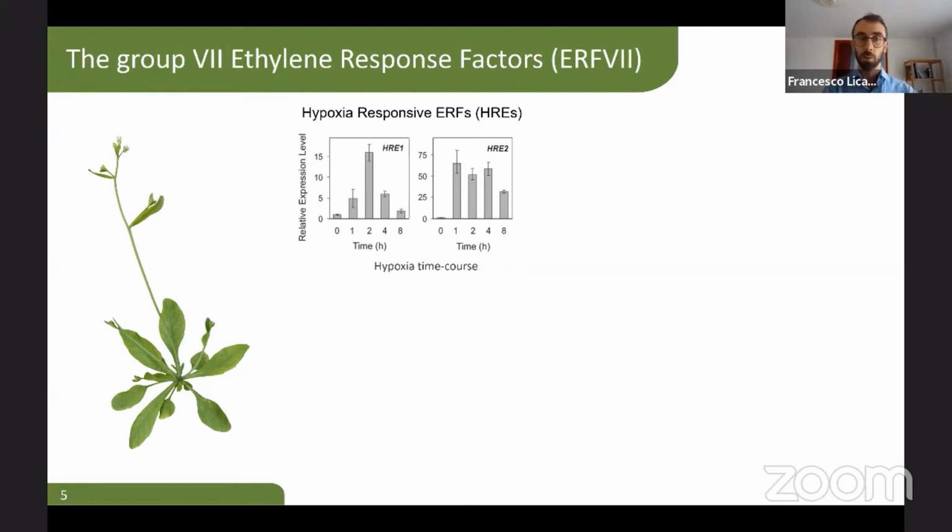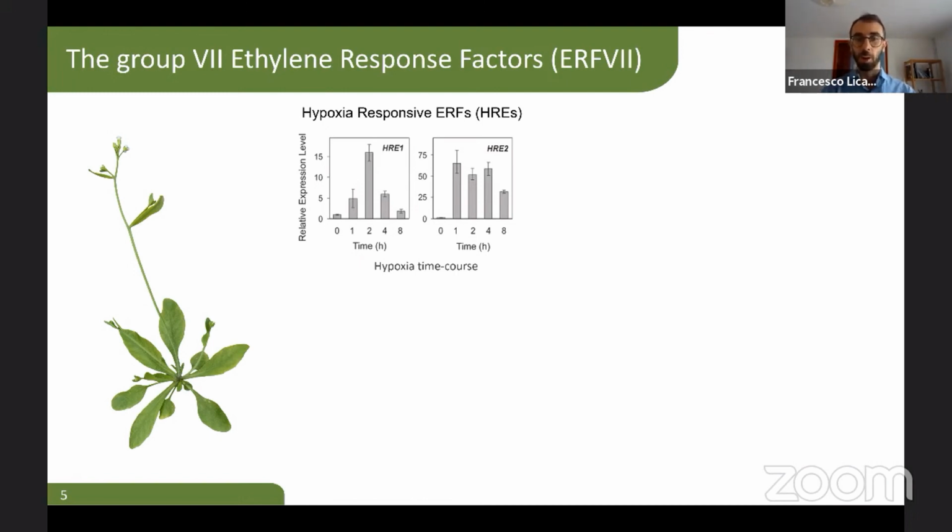This is work that actually started several years ago, more or less 15 years ago, with my master thesis as a student at the University of Pisa, where I was using Arabidopsis as a model species to study and characterize two transcription factors that belong to the ethylene response factor family. They belong to subgroup 7, and they are induced by hypoxic conditions.